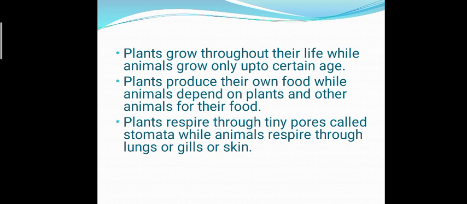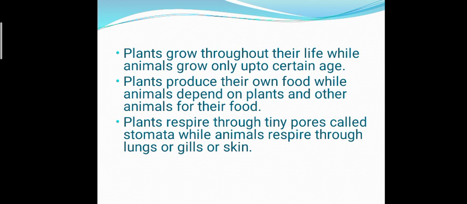Plants grow throughout their life, while animals grow only up to a certain age. Plants produce their own food, while animals depend on plants and other animals for their food. Students, the process of preparation of food by the plants in presence of sunlight, carbon dioxide, water and chlorophyll is known as photosynthesis, which we already learned in the previous blocks, while animals cannot prepare their own food.